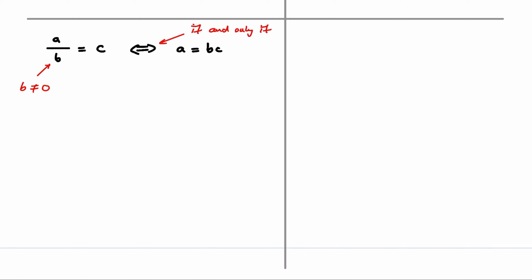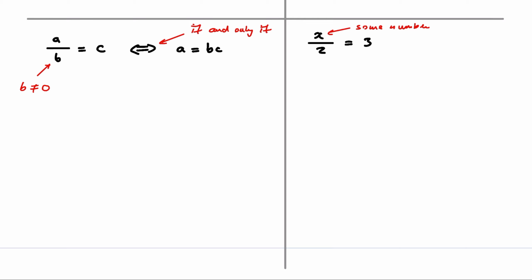So let's do a quick example. Imagine I have x over 2 is equal to 3. And I want to know what x is. So x represents some number. So I ask myself, what number would make this true, this equality? So I can see the following.